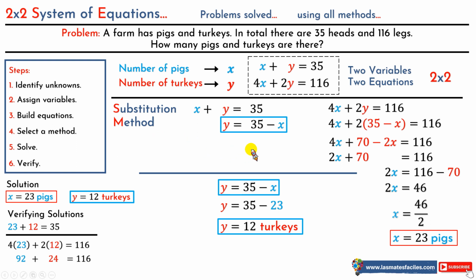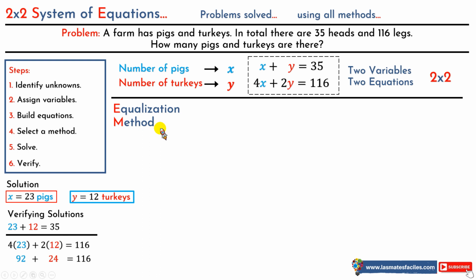Very easy, right? Let's use another method. Equalization method is also very easy. Let's take both equations. Now, I'll choose x or y. I choose y. We clear y from both equations. From the first equation, easy. Y is equal to 35 minus x.